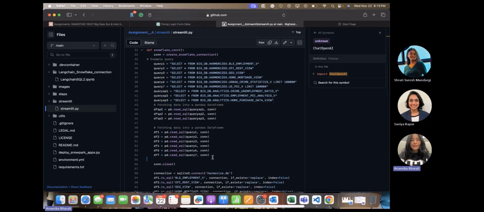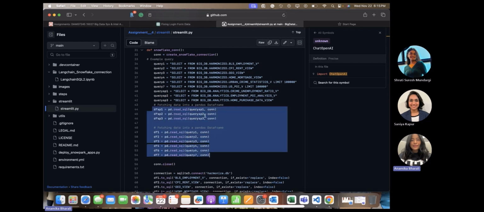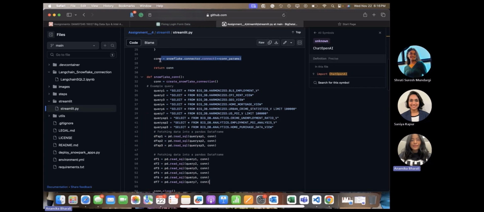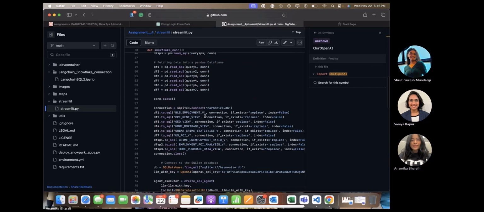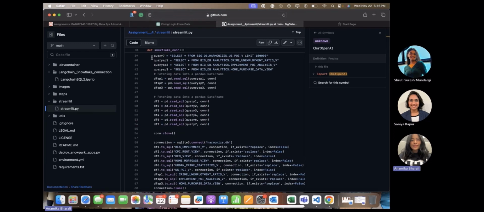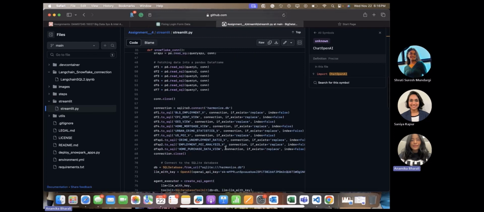We'll just create data frames using Pandas. For the input variables, we give the query and the con variable. The con variable again is the one we use to connect to Snowflake. And we have used a local database, SQLite 3, so that we can use all of these data frames, create and use these separate tables and create one unified database. The unified database we've chosen to name Harmonize.